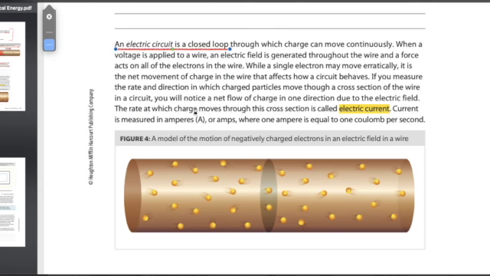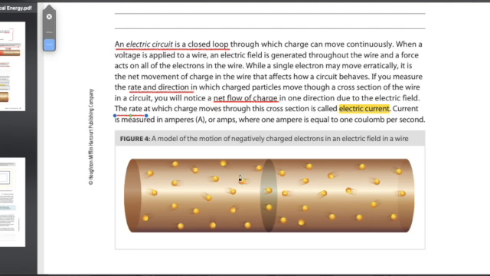If you measure the rate and direction in which charged particles move through a cross-section of the wire in a circuit, you will notice a net flow of charge in one direction due to the electric field. The rate at which the charge moves through this cross-section is measured in amperes, capital A is the abbreviation, or amps, where 1 ampere is equal to 1 coulomb per second. And remember, a coulomb is a measure of a number of electrons.